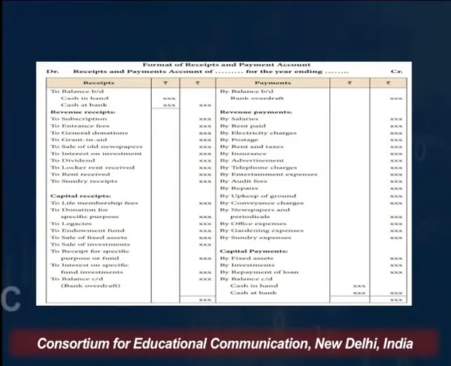Then we have donations for specific purposes. All the donations which are general in nature, we took at the top as a recurring receipt. But if we have donations which are for specific purposes, they are going to be taken here. The next item is the legacy.